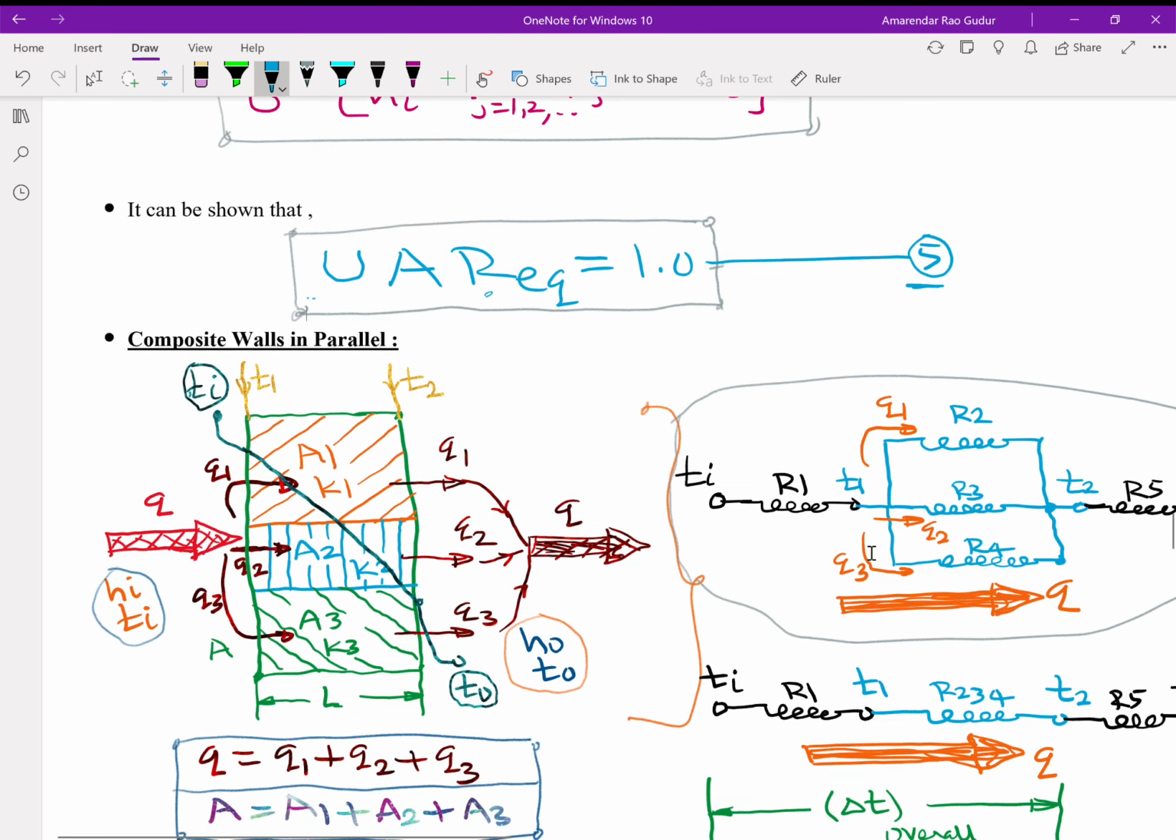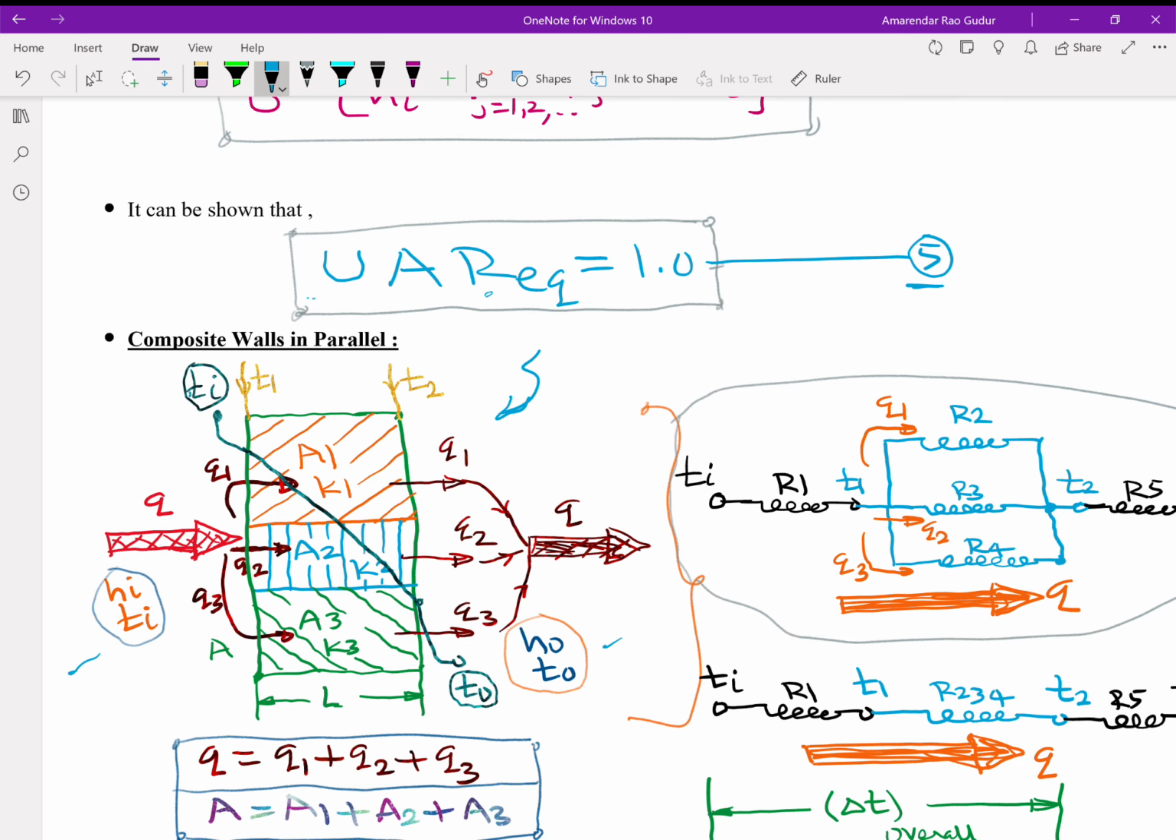In a similar way, one can imagine a system where number of walls are placed one over the other, walls in parallel, like this particular diagram illustrates. Then inside convection, outside convection, in the middle number of walls arranged in parallel. Maybe 3 walls we have taken having areas A1, A2, A3 made up of materials of thermal conductivities K1, K2, K3. Of course, all the walls have same thickness.